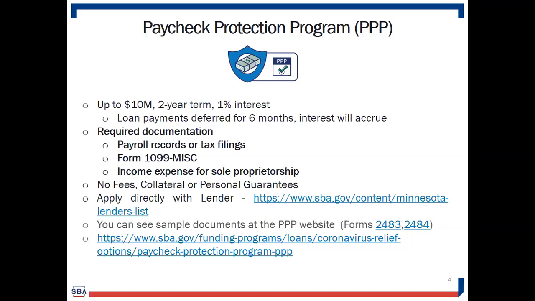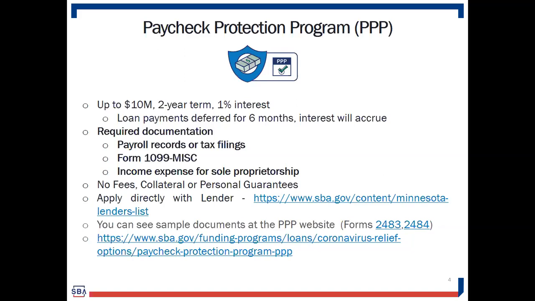So SBA is not requiring collateral or personal guarantees on any of the loans. And the fees, there is a small fee involved, but the SBA is covering that fee back to the lender. So from a borrower perspective, there are no costs in that manner to apply for the loan. And you are going to be applying directly with the lender. And there's a link there to those lenders in Minnesota that are eligible to participate in the program. And this list is based off of the lenders that normally do participate in our 7(a) loan program.